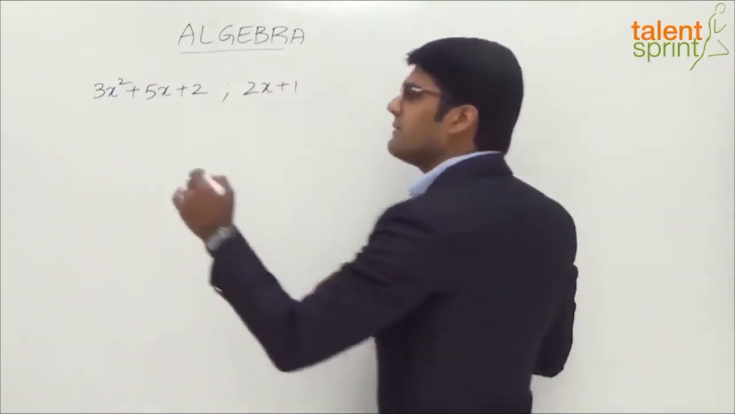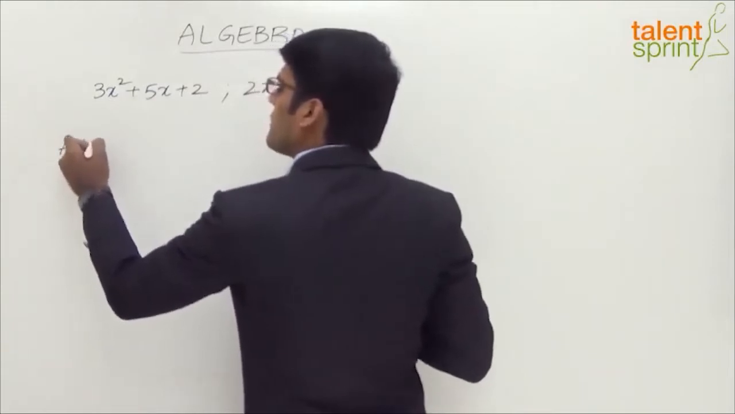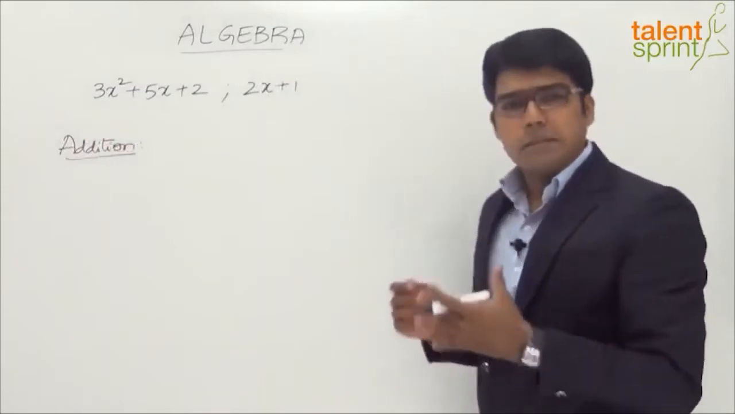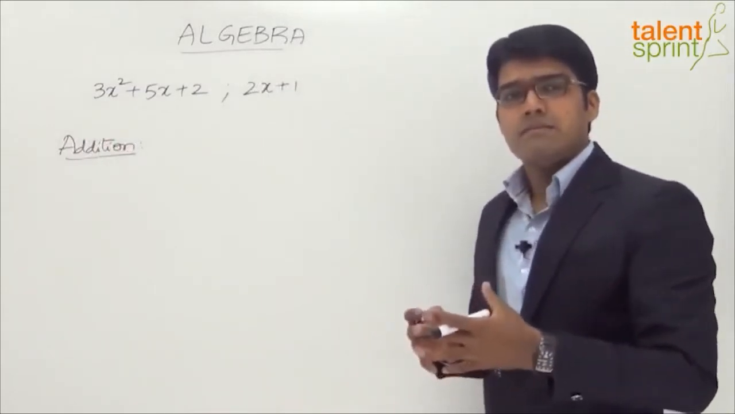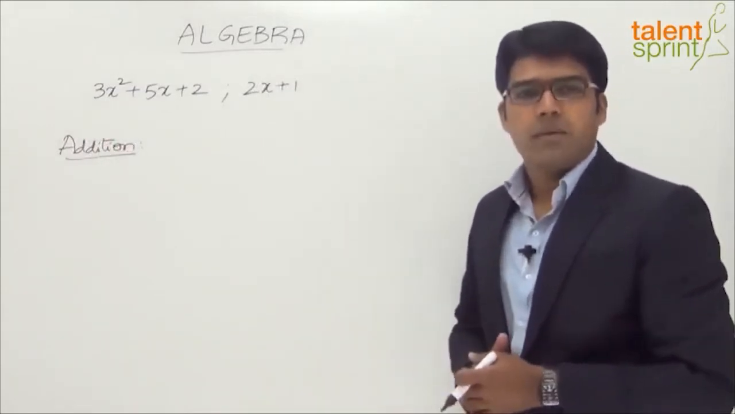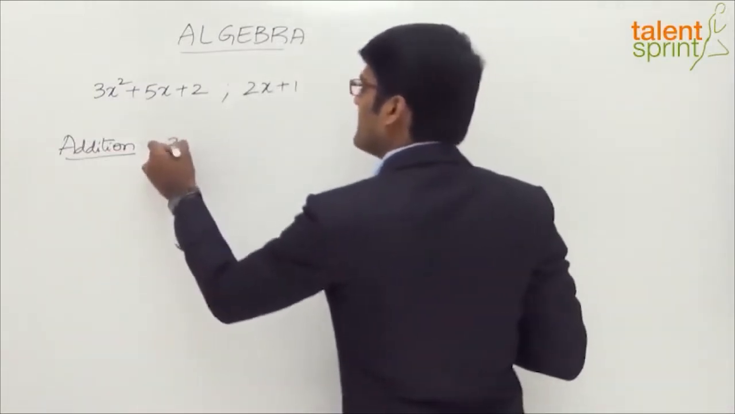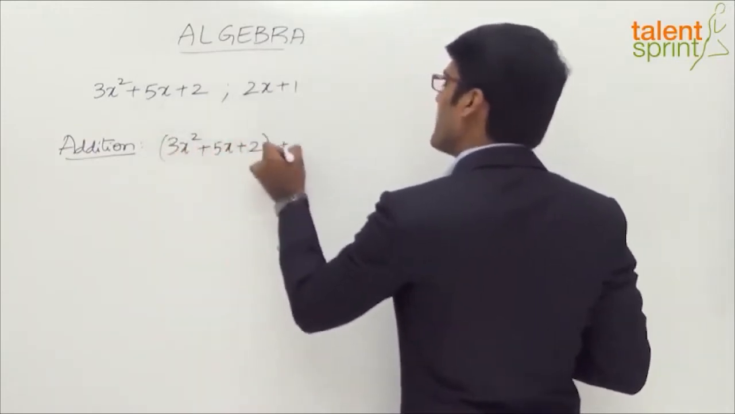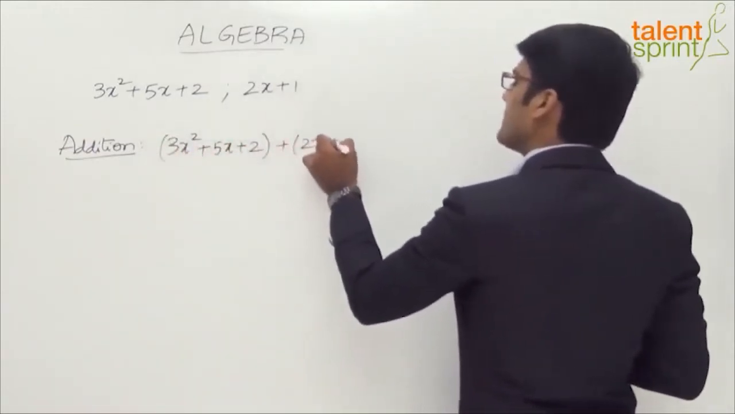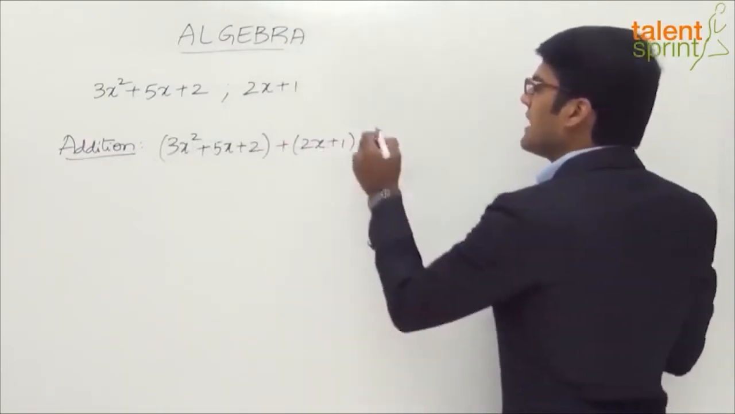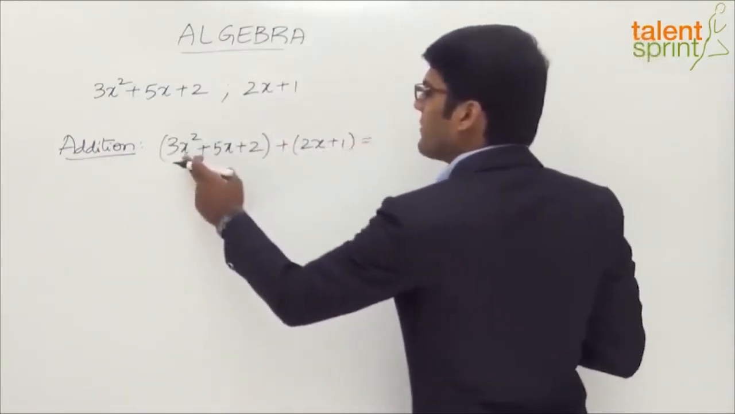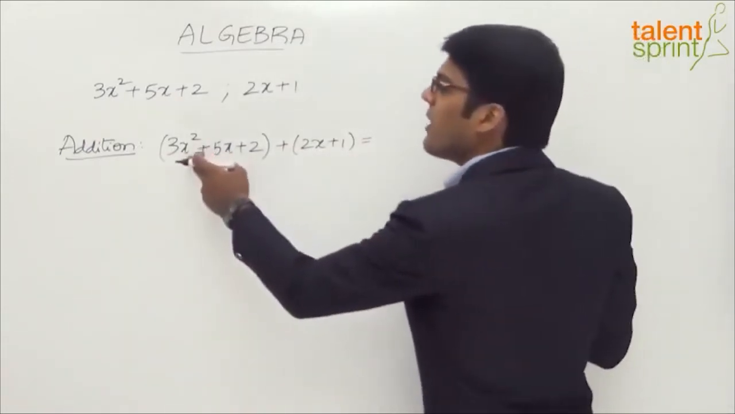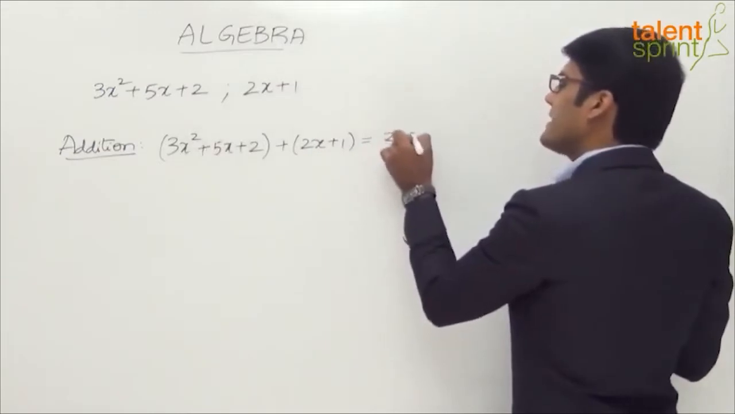Now let's look at the first and the basic operation of addition, right? Addition of two polynomials. Now this is very simple. We just need to collect similar terms, add them and find out the required answer. For example, here we have 3x squared plus 5x plus 2, the first polynomial, plus the second one here is 2x plus 1. Now all we need to do is collect similar terms. If you look at it, we have got only one term of degree 2, right? Only one term where the power of x is 2. So we can directly take it as 3x squared.